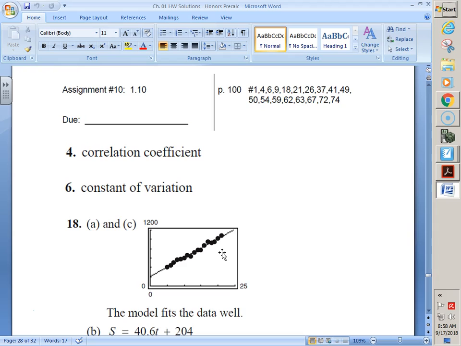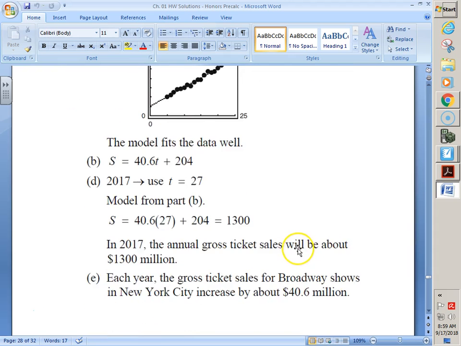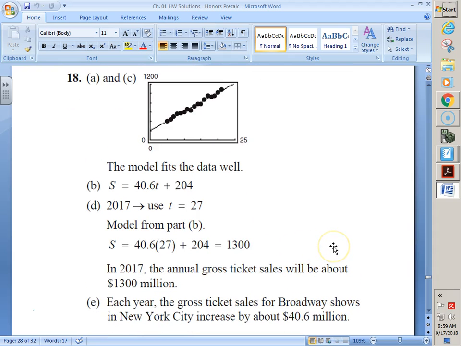So some of you guys are just writing the terms. You will lose a little bit of points every time from here on out. Just give me a quick little summary. Correlation coefficient, he's the R. He says how good, basically, the linear regression fits the data. Number 6 is the constant of variation. That's our K, right?